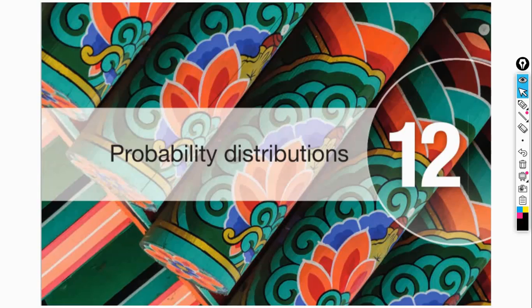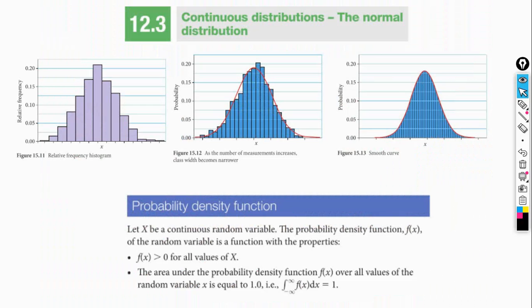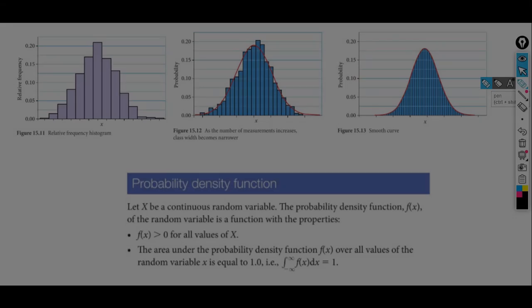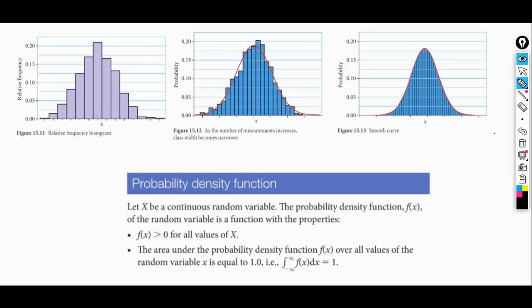Hi everybody. In this video we continue to work with Chapter 12, Probability Distributions, specifically 12.3, the section on continuous distributions, the normal distribution. So previously we studied histograms like the one to the left here in figure 15.11 that represent a relative frequency. Now this type of histogram would represent the relative frequency of a binomial distribution. When we have continuous distributions, they are represented by continuous lines like the one we see here.